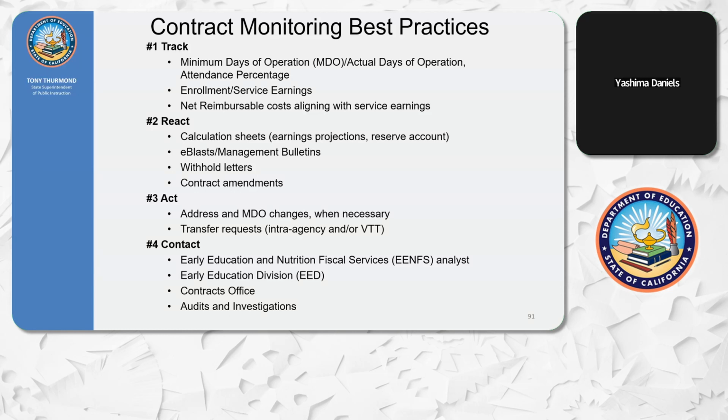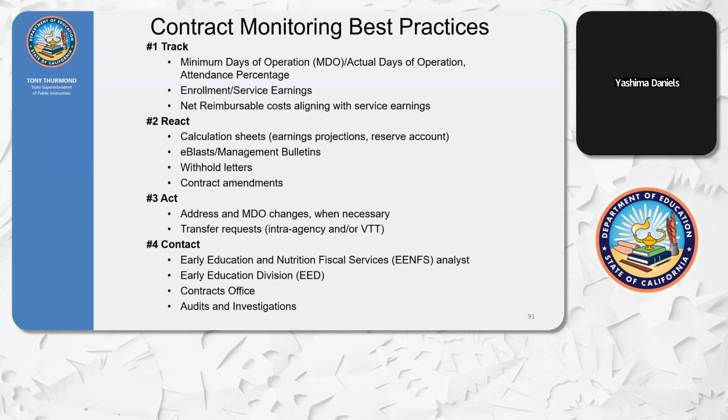ACT. So ensure that you are taking action when an MDO change or address change occurs. I went over earlier how not submitting a change for the MDO can negatively impact your contract earnings. Also, when reviewing and tracking earnings, if your agency knows it will over-earn or under-earn the contract, we have transfer requests such as the VTT, as well as intra-agency transfers twice a year that could assist in receiving temporary funds to cover those over-earnings or to give up funds to help another agency cover their over-earnings.